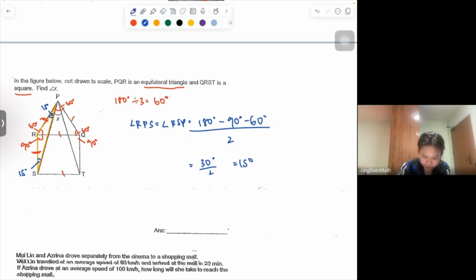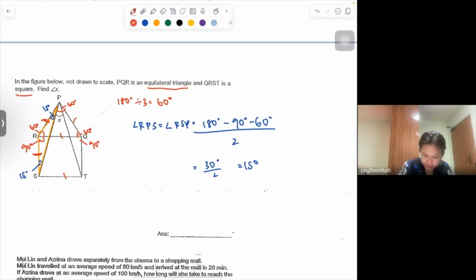It will be good if you can write the rules at the side. So what do you use? You use angle sum in the triangle, adds up to 180. And you also use the isosceles triangle rule. For this part, you use the equilateral triangle rule.